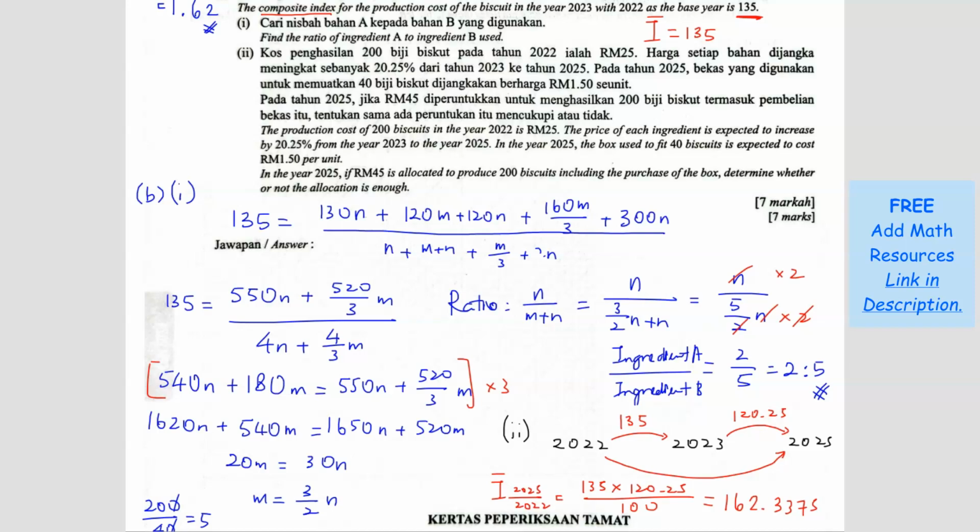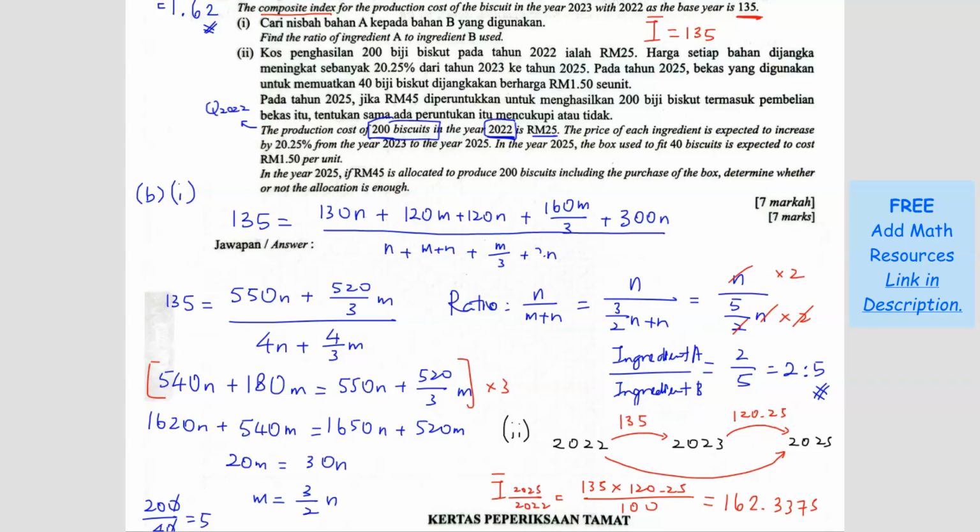So, the production cost for 200 biscuits in 2022 is 25 ringgit. Okay, so this is the Q 2022, the price for 2022. But this is 200 biscuits, remember.